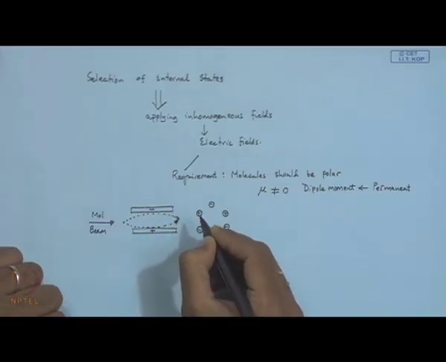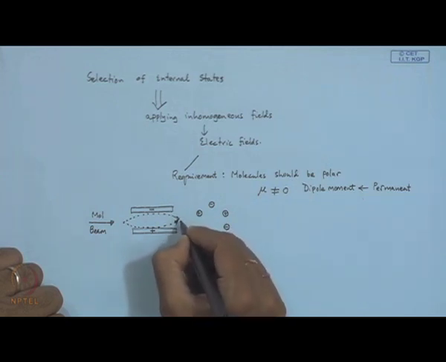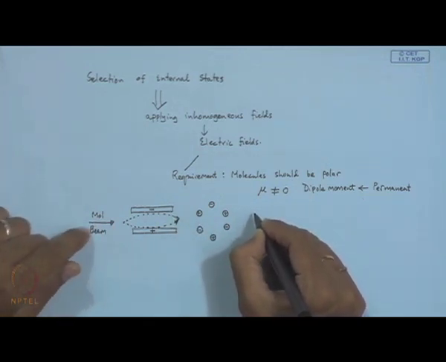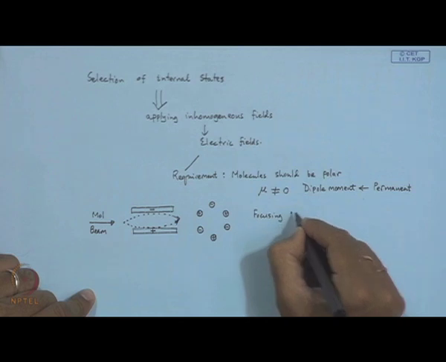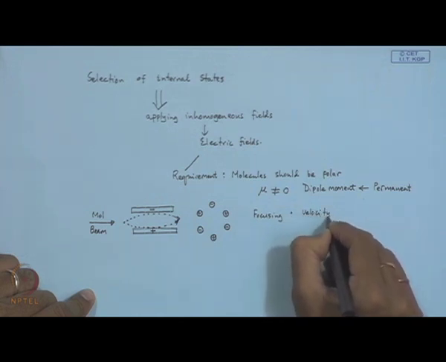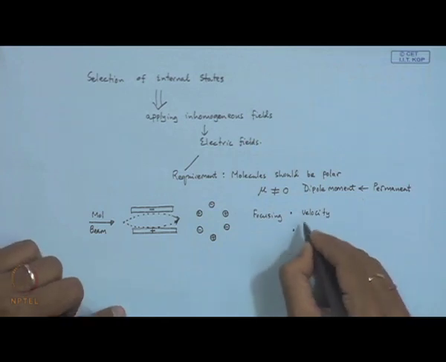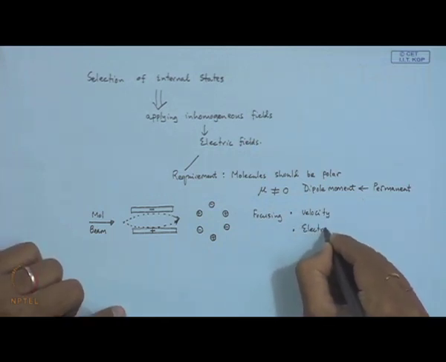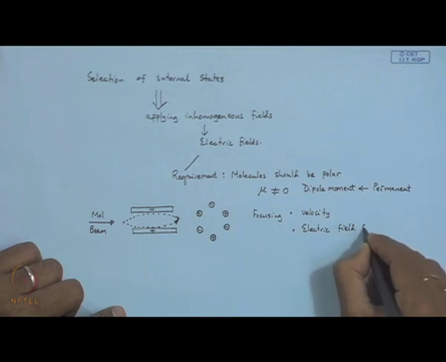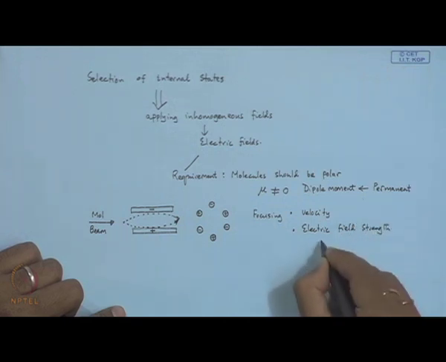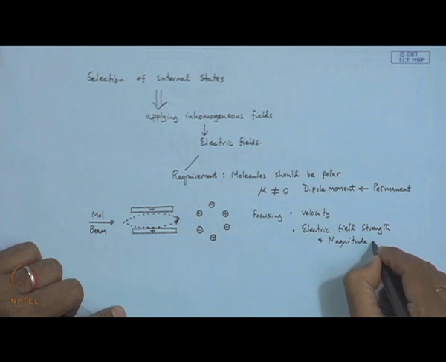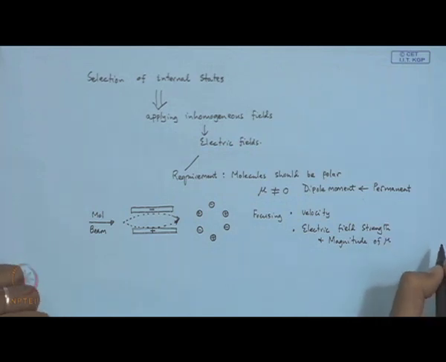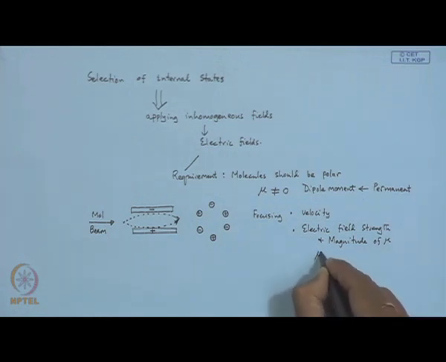So it becomes a kind of convex thing, and then ultimately it will focus again over here. Now, where it will focus depends on the velocity. So focusing will depend on velocity, and also on the electric field strength, and the magnitude of mu, and actually depends on mu dot E.